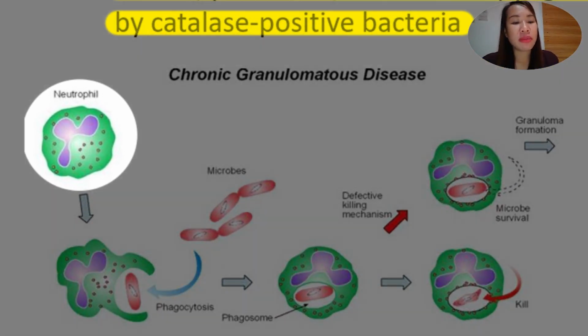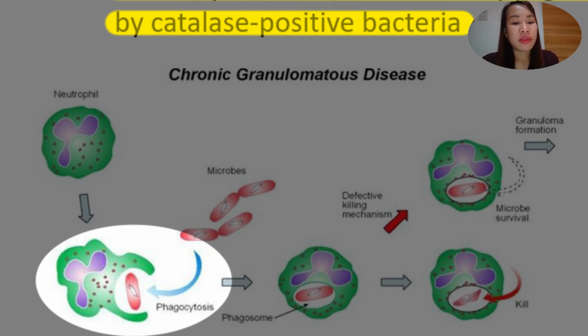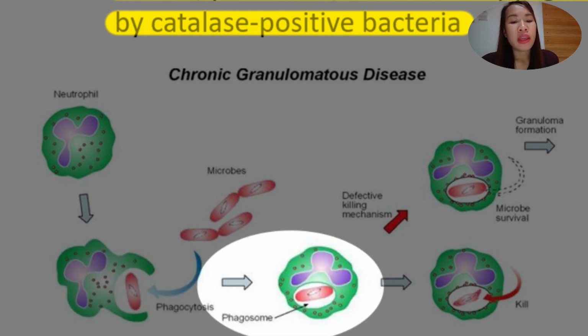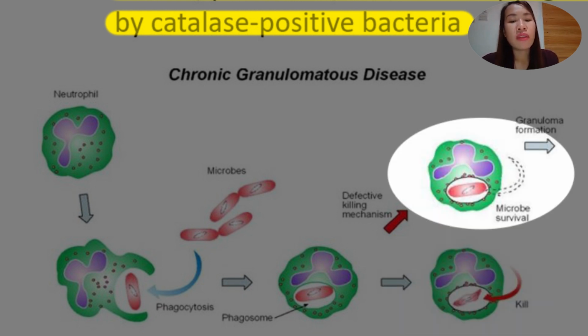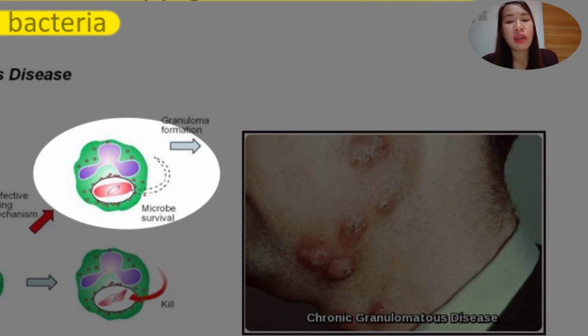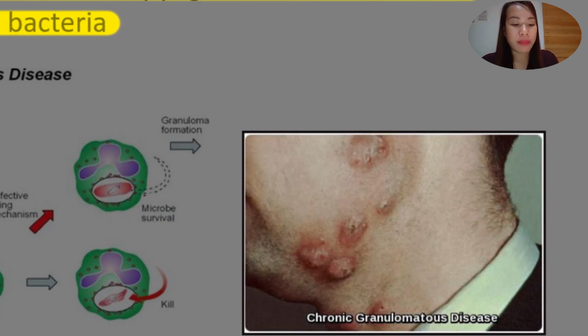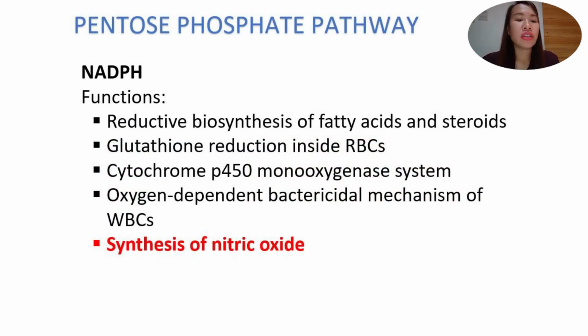For example, this is the white blood cell. It engulfs a bacteria. So we have now what we call a phagosome. Now, if there is no defect, for example, we have abundant NADPH, we kill the bacteria by the respiratory burst. But if, for example, it is defective because we don't have NADPH, the microbes will survive. What we form is what we call granuloma formation. And we do not want that, okay? So, last, another function of NADPH is the synthesis of nitric oxide. Okay, the synthesis of nitric oxide.